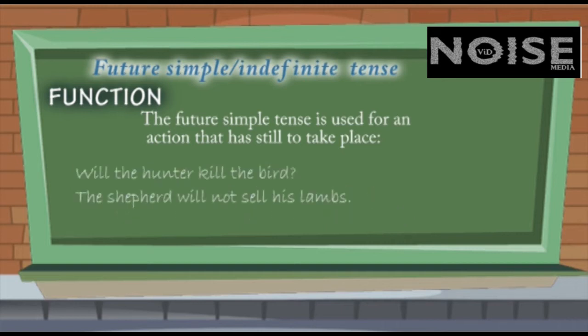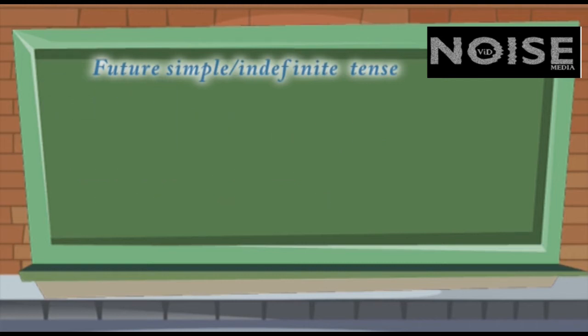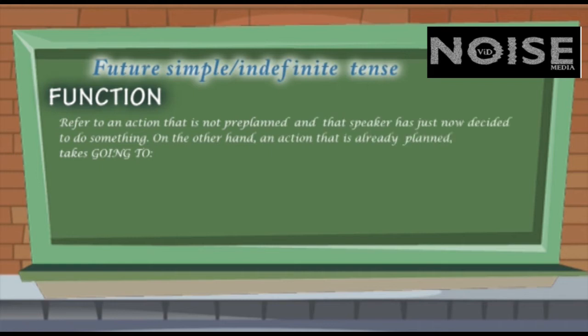Will the hunter kill the bird? The shepherd will not sell his lambs. This tense is also used to refer to an action that is not pre-planned and that the speaker has just now decided to do. On the other hand, an action that is already planned takes going to. You should be clear about the difference between going to and will. Simply speaking, will is used when you decide right now, and going to is pre-planned.